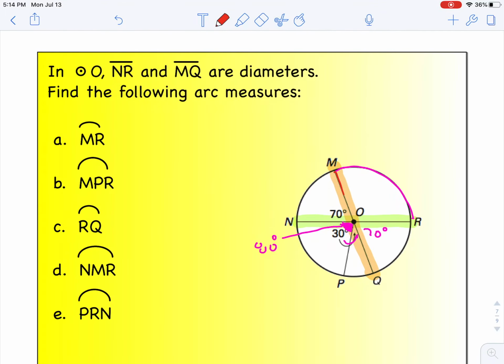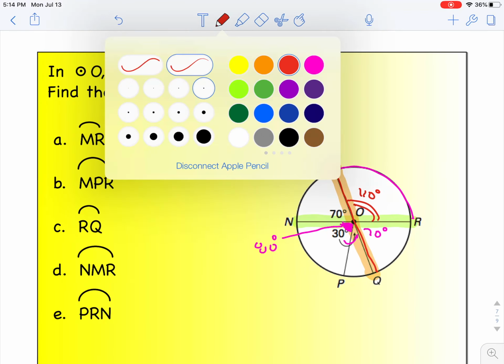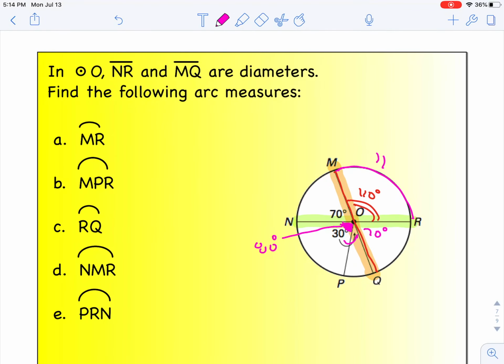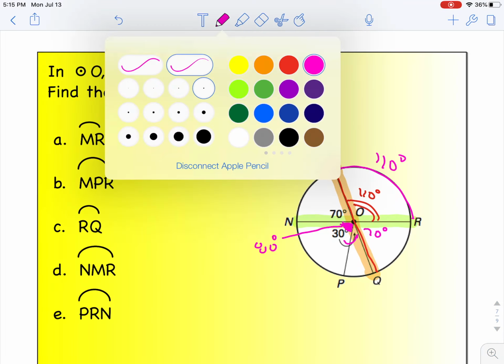So how does that help us? Well, since this right here is also a diameter, 70 plus this angle right here also has to be 180, so that makes that 110 degrees. So that makes MR, this arc right here, 110 degrees. Now, that might not have been the simplest way to go about it, but I think we've got a lot of information that we can use to find the rest of these now.